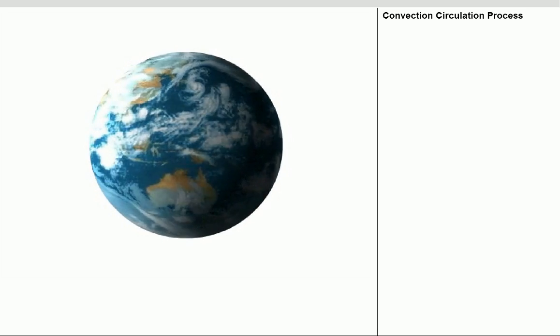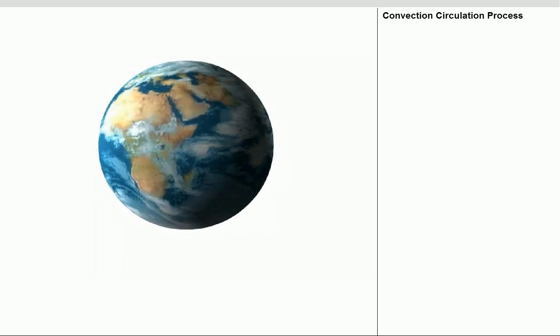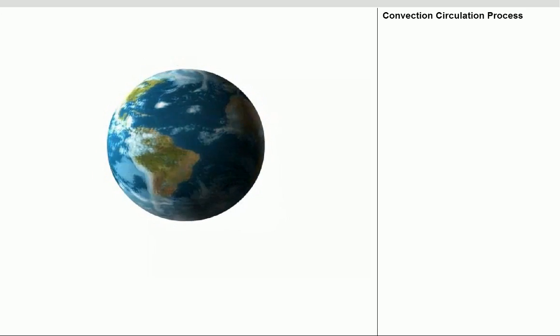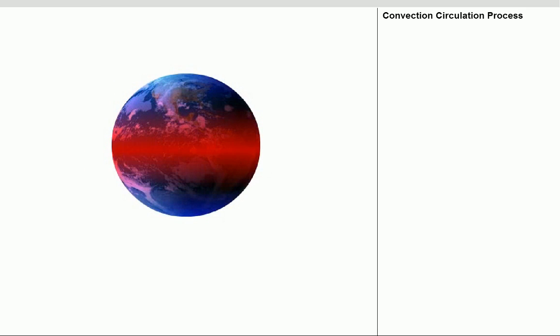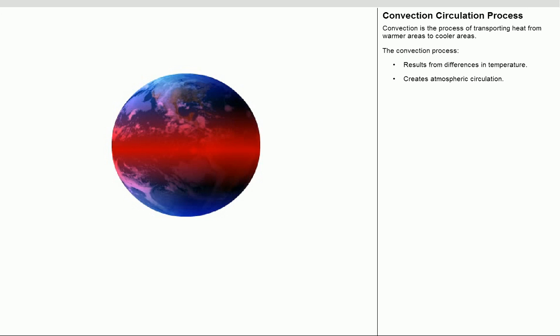As temperatures on the surface of the Earth rise and fall, the atmosphere attempts to gain equilibrium, and warm air circulates toward cooler areas. This heat transfer from warmer to cooler areas is called convection. The convection process results from differences in temperature and creates atmospheric circulation.